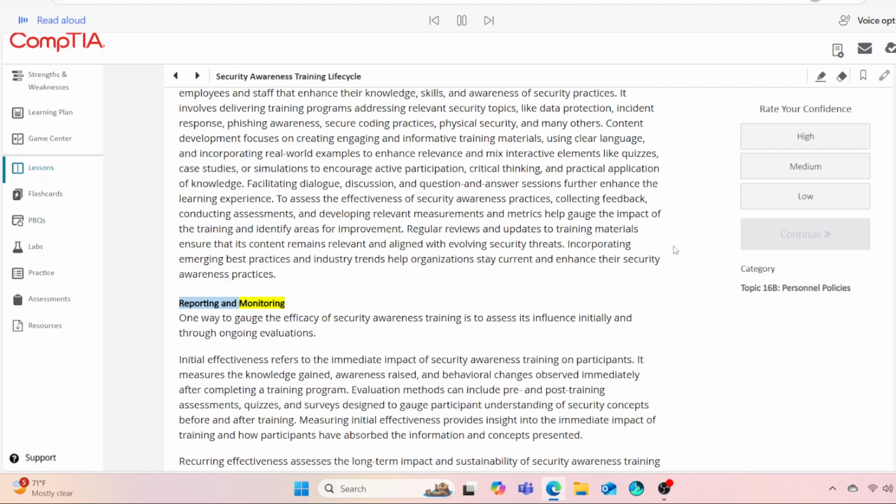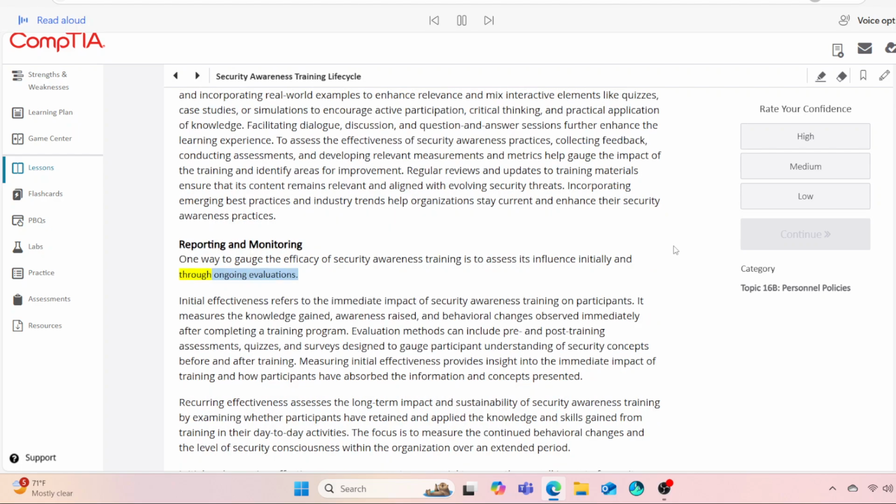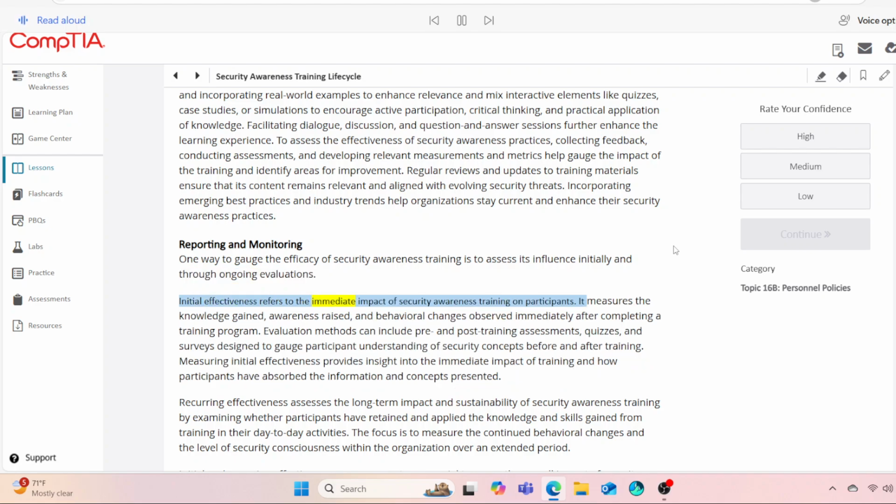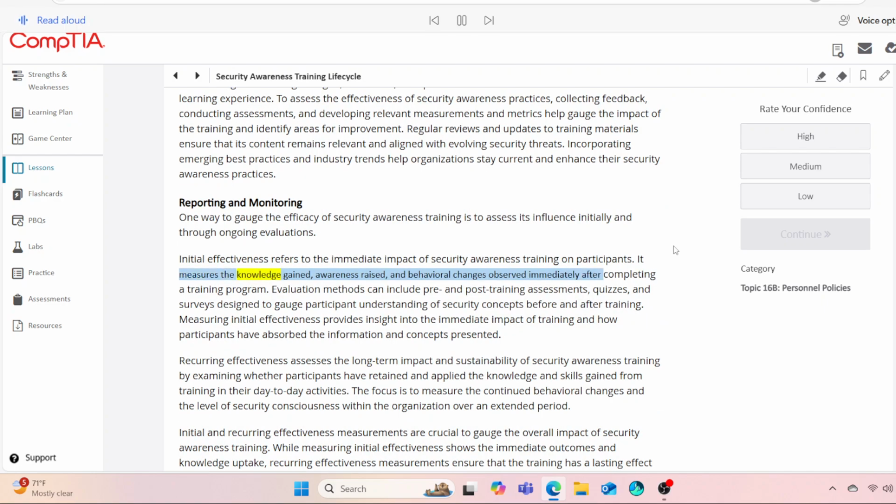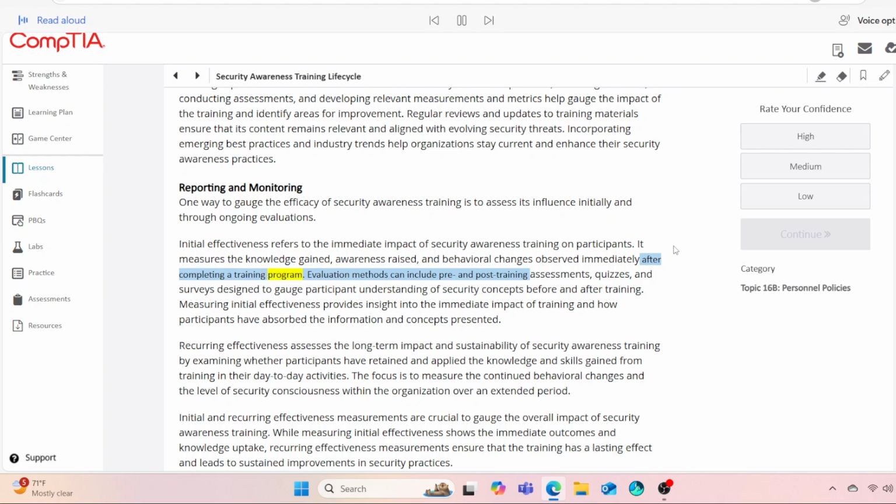Reporting and monitoring. One way to gauge the efficacy of security awareness training is to assess its influence initially and through ongoing evaluations. Initial effectiveness refers to the immediate impact of security awareness training on participants. It measures the knowledge gained, awareness raised, and behavioral changes observed immediately after completing a training program.